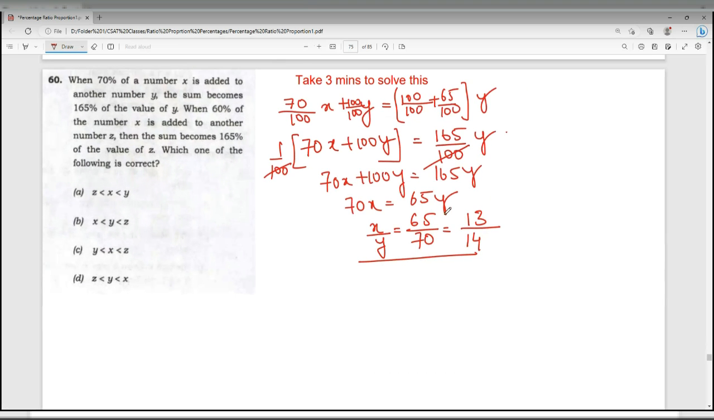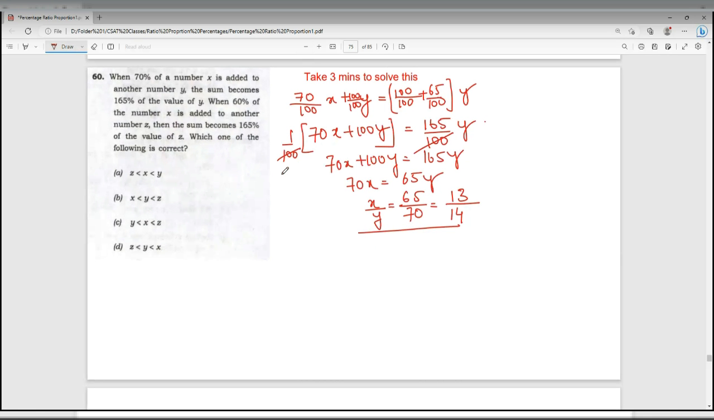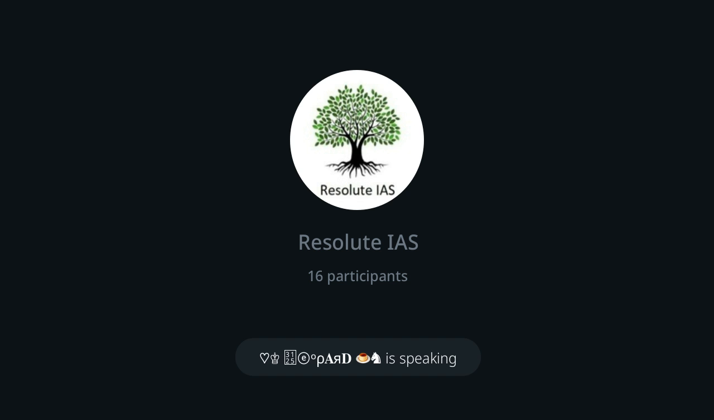Now we have the second sentence, that is when 60% of the number x. Okay, before moving to the next step, if you have any doubts in the first step, please ask. In the first equation that I have solved, x by y is equal to 13 by 14. If you have any doubts.